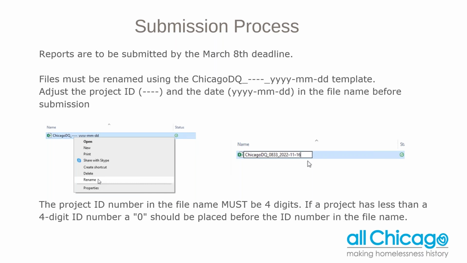adjustments. If your project is a project where the project ID number is represented by 3 numbers instead of 4, just make sure that you actually put a 0 before, just so that it is 4 digits. So there's 4 dashes in the template here, so you want to make sure that you have a placeholder for each dash. So again, 3 digits, you want to make sure that you put a 0 before. So in my example, I have project 833. And since it's only 3, I put a 0 in front of it. This is also true for the month and the date.